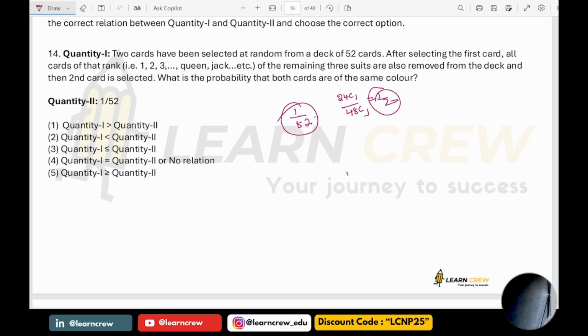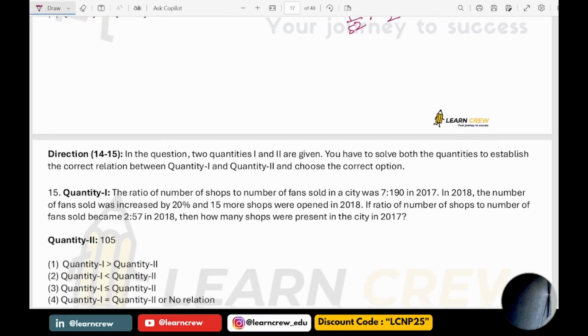Thereby both the cards: 1 by 52 into 1 by 2. So how much are you going to get? 1 by 104. So here the first value is 1 by 104. The second value is 1 by 52. So quantity 1 is less than quantity 2. Next question.